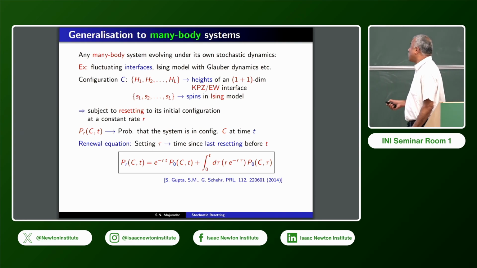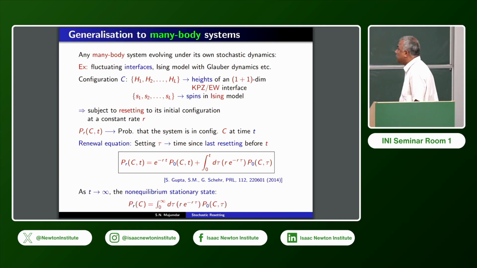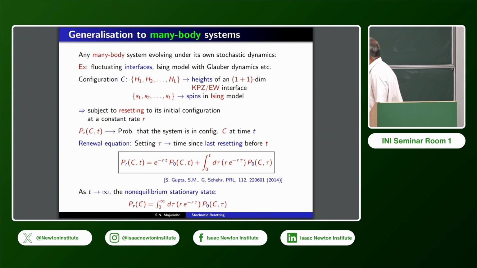And then when you have one or more resettings up to time t, again using the renewal approach, you have to look back at the last time resetting occurred, and the probability for that is this. Then since that time, it's just a free evolution in the absence of resetting, and you have to integrate from 0 to t. So this equation is more general, and it holds for any system, many body system if you like. And again, in the long time limit, as long as this integral exists, you have a stationary state, which is a non-equilibrium stationary state in this many body context.